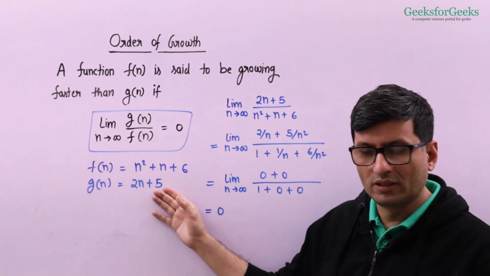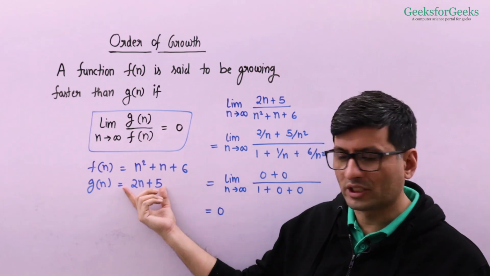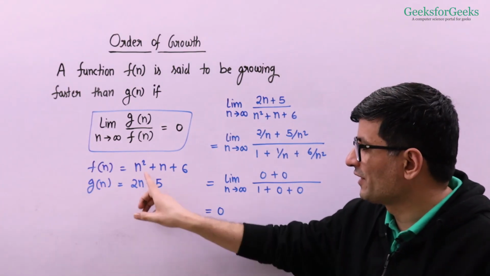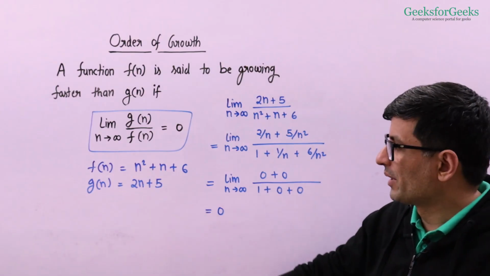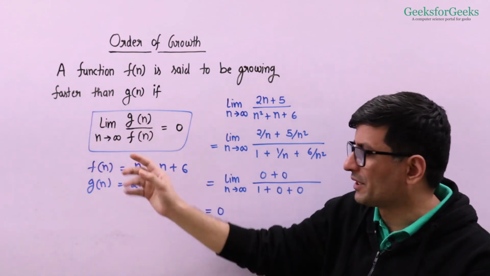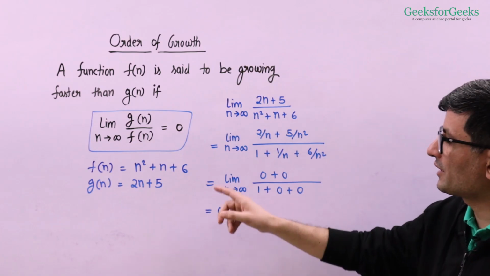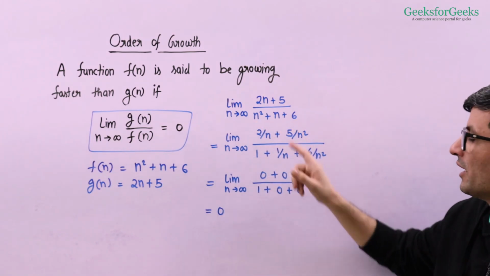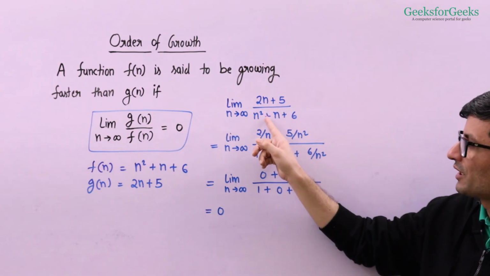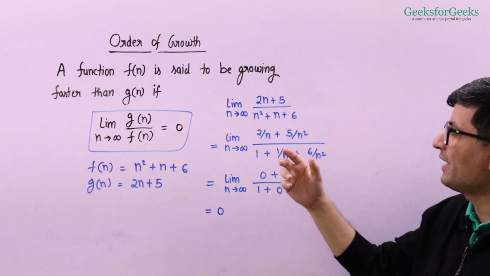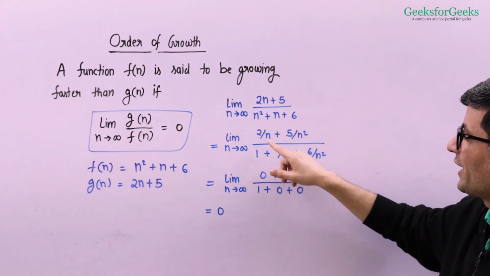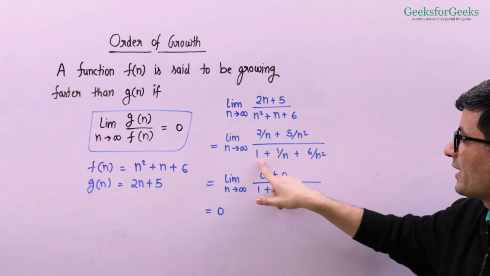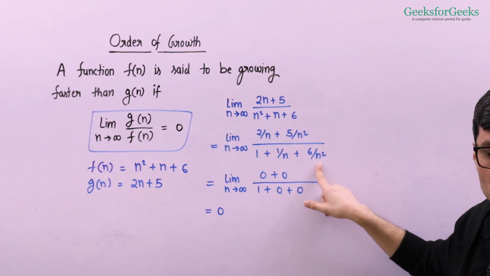Here is an example. We are going to use this example to show that f(n) is having higher order of growth than g(n), and you can observe it, right? f(n) is quadratic and g(n) is linear, but we are going to use this expression to show it with these values. So what I do is I do g(n) divided by f(n). g(n) is 2n plus 5 and f(n) is n square plus n plus 6. Now I divide both the numerator and denominator by n square, the highest growing term. So what I get here is 2 by n and 5 by n square, and here I get 1 plus 1 by n plus 6 by n square.